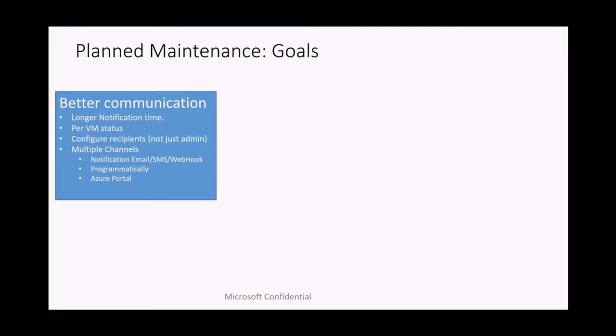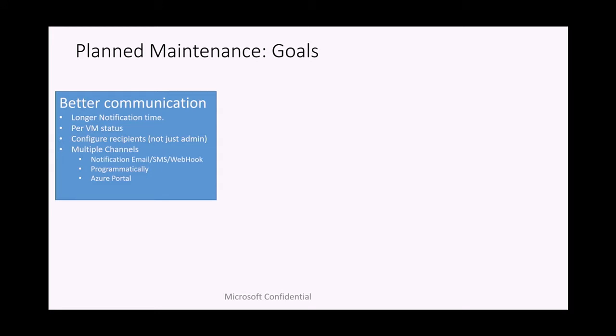We wanted to have better communication, longer notification time. In the past, it was roughly 7 days. We wanted to give you more. We wanted to give you visibility to the maintenance status per VM. We're often asked, hey, you sent me this notification, but how do I know that maintenance is done for this VM or for my VMs? So we want to give you this visibility to the maintenance status.